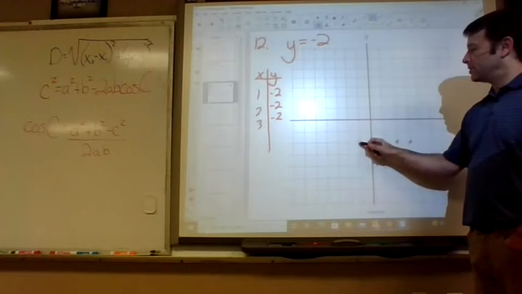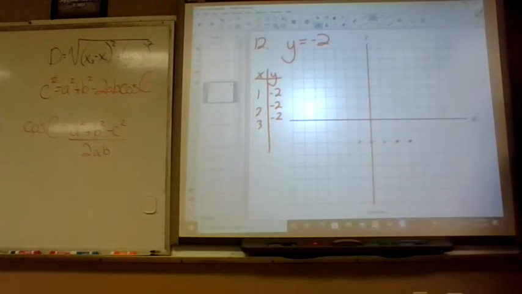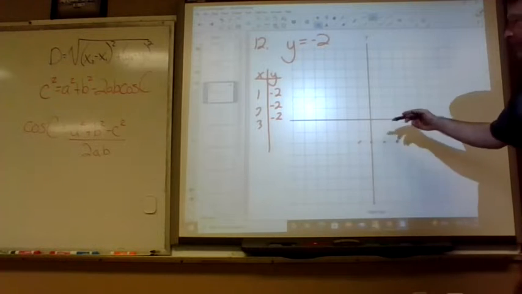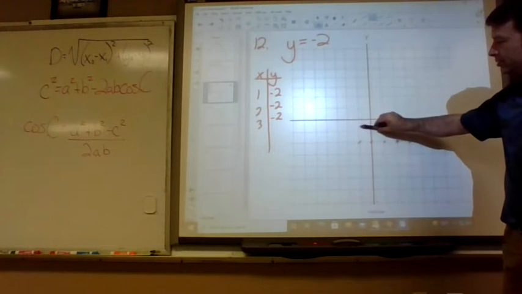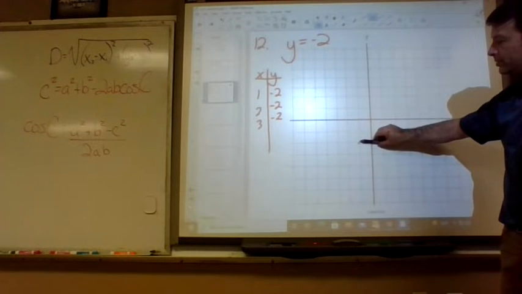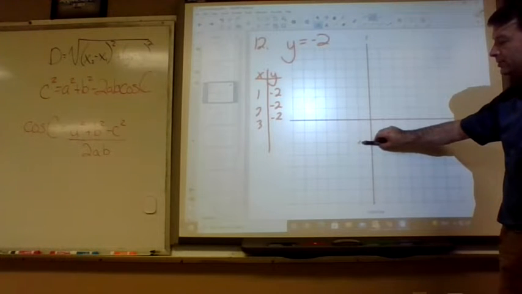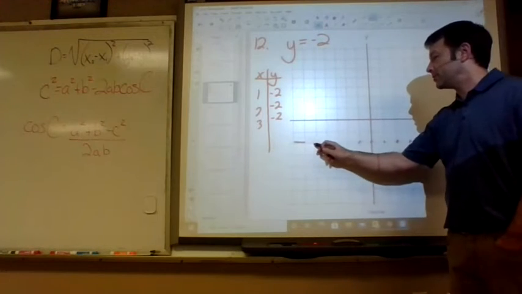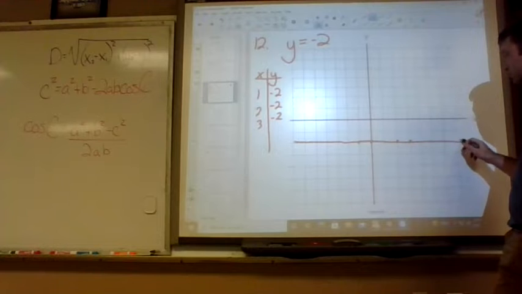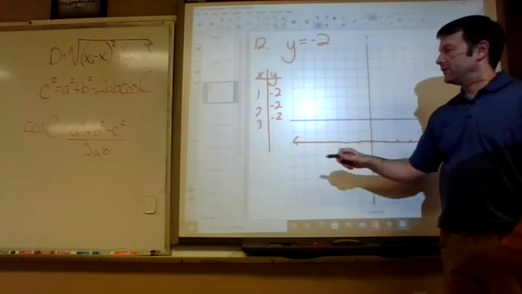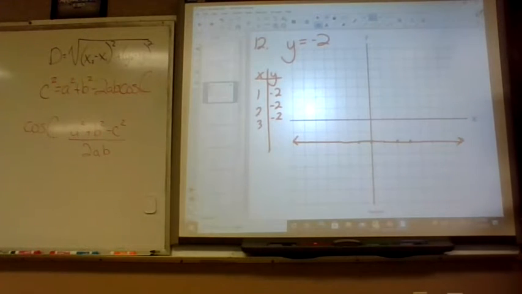Okay, so if it just says y equals -2, you basically go down on the y-axis to -2, and you draw a horizontal line through it. If it says y equals -2, you go to -2 on the y-axis and draw a horizontal line.